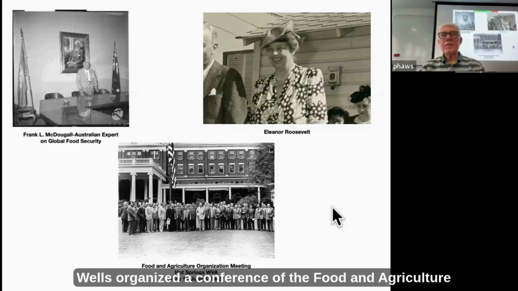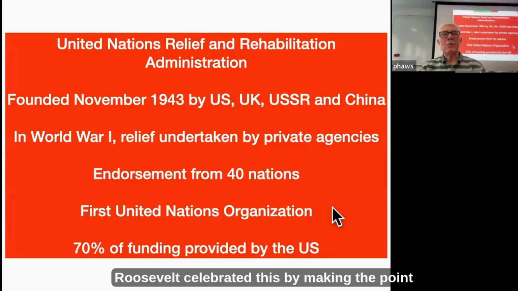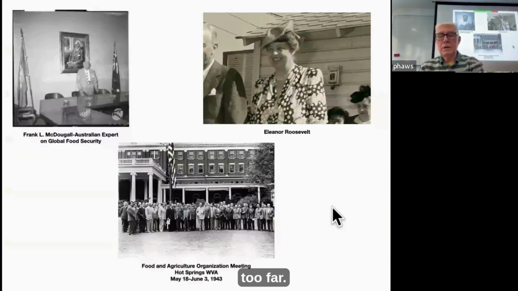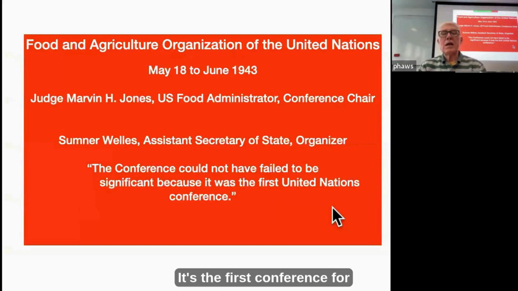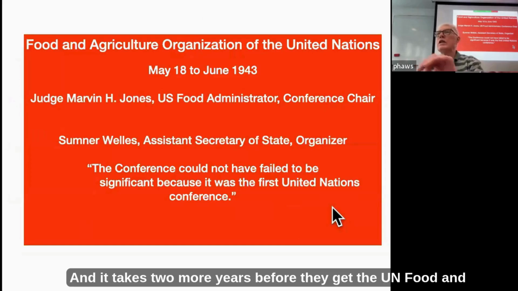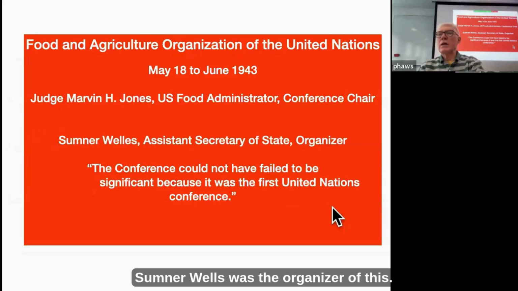Sumner Welles. Welles organized a conference of the Food and Agriculture Organization meeting for May and June of 1943. Roosevelt celebrated this by making the point that it's the first conference for the United Nations. First time there was a United Nations conference, and it takes two more years before they get the UN Food and Agriculture Organization created. But anyway, Sumner Welles was the organizer of this.